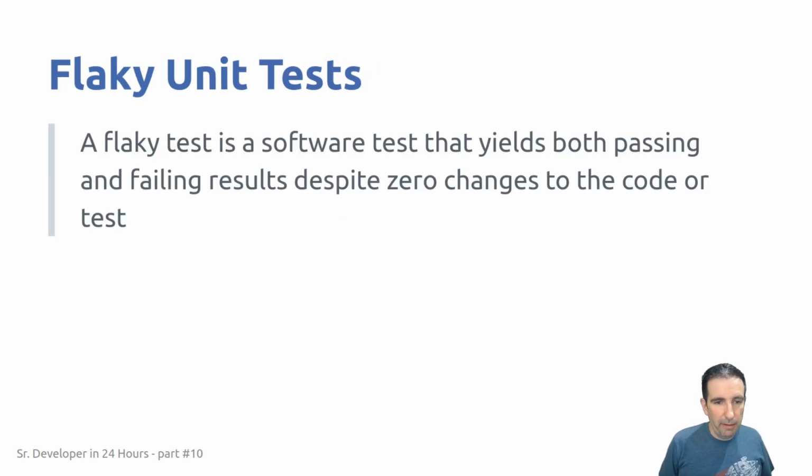Because at the end of the day, sometimes you're going to run into this case. You're going to run into flaky unit tests. Basically, a flaky unit test is one that works, doesn't work, despite zero changes to the code or to the test. There's something that is not deterministic. You're going to have to debug this. You're going to have to run it multiple times. You want to make it as easy as possible to be able to run this.